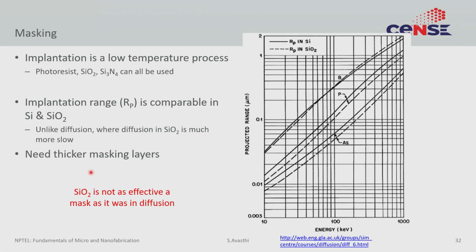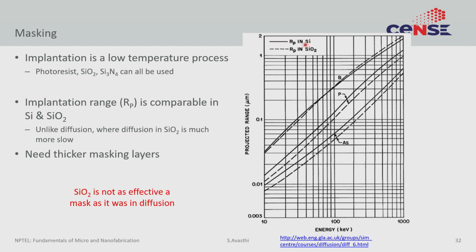So during the diffusion process, we discussed how silicon dioxide and silicon nitride are good masking layers. So can we use the same masking layers for implantation too? And the answer is not very effectively. Unlike diffusion, silicon dioxide and nitride are not very good masking layers for implantation. And the reason is that the projected range, which is how deep the implant will penetrate the film, is not very different between silicon and silicon dioxide.